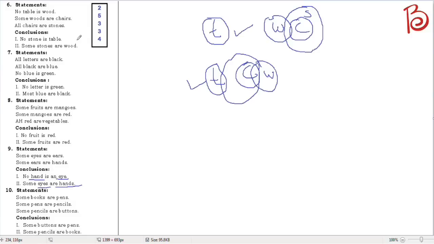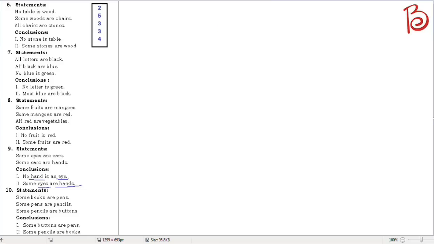Suppose if the option would have been "no stone is table" and "some stones are table," the answer would have been the third option. Since it is a different word, we have to neglect the first option altogether. Suppose it is the same word in the second option, then the answer would have been 3. Okay, let's go for the last one.